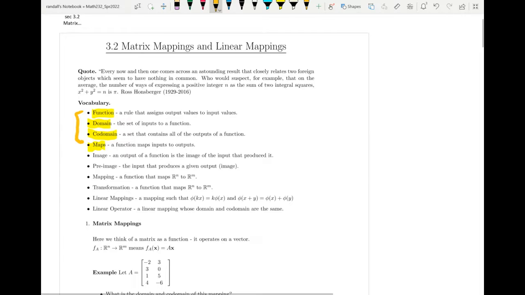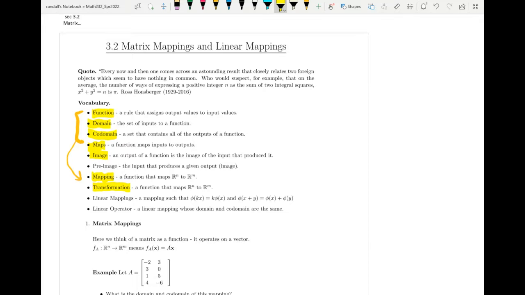We also mention the image, which is the output of a function. That is, from a particular input, it gives an output. The output we call the image of the input. Pre-image is where you start. Mapping is this other synonym for a function that we use, map or mapping. So that's another one here. We also use the term transformation. That's another word we use for a function, except here we're usually restricted to the vector spaces Rn and those.